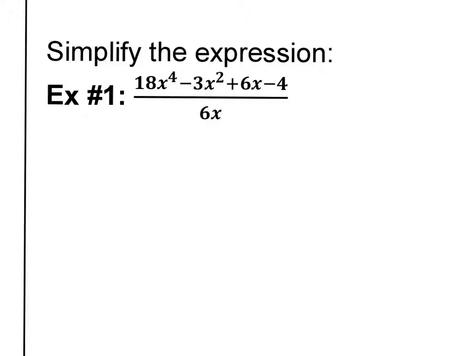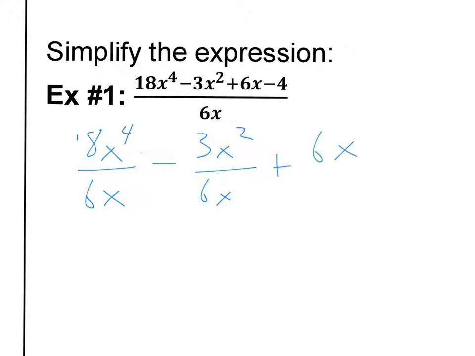So what I'm going to do is I'm going to say, hey, this is 18x to the fourth over 6x minus 3x squared over 6x plus 6x over 6x minus 4 over 6x. Notice what I did is I separated out all the terms and I put them all over 6x, because really that's what this is. This is just all these things over 6x, so I separate it all out. Now what we can do is we can go through and simplify each of these individually.